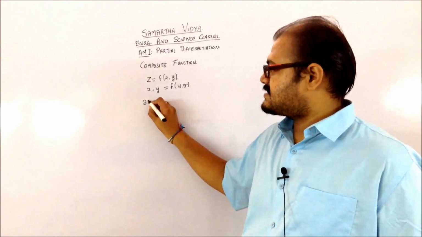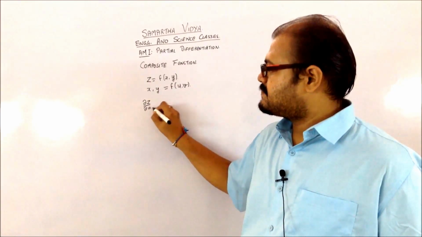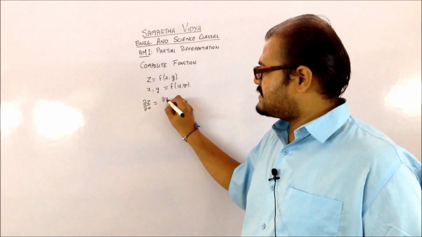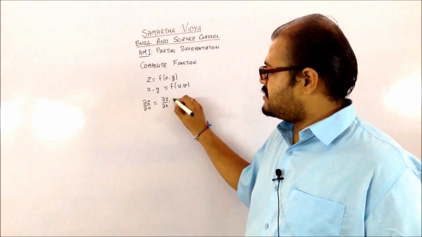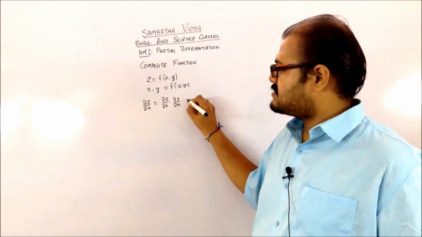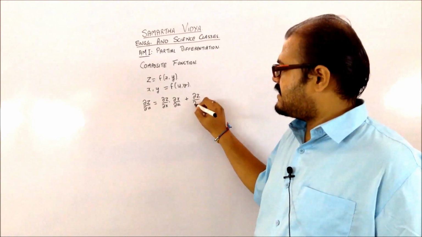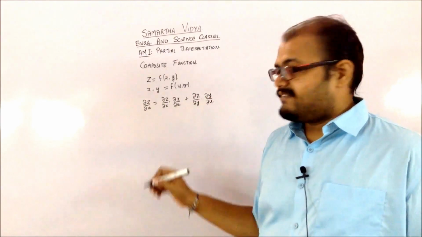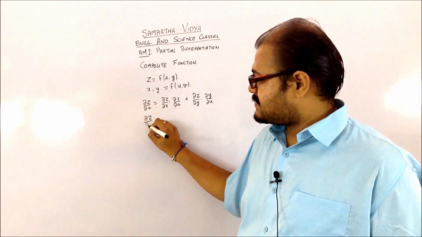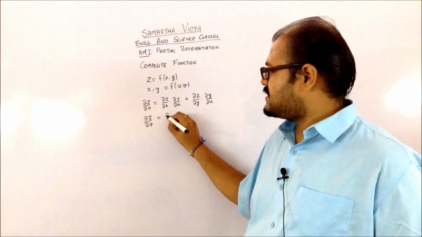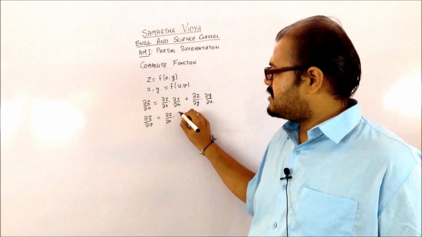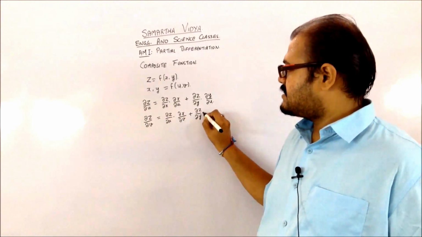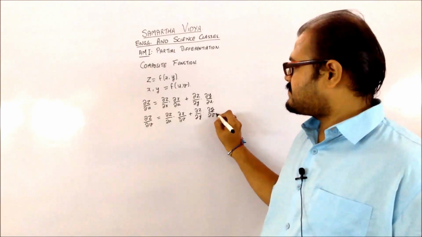So now whenever you have to calculate your partial derivatives of your variable z with respect to any of these variables, let us consider your del z by del u, then in that case you have to remember the formula for this as del z by del x into del x by del u plus del z by del y into del y by del u. If I want to calculate it with respect to v, then in that case it's going to be del z by del x into del x by del v plus del z by del y into del y by del v.